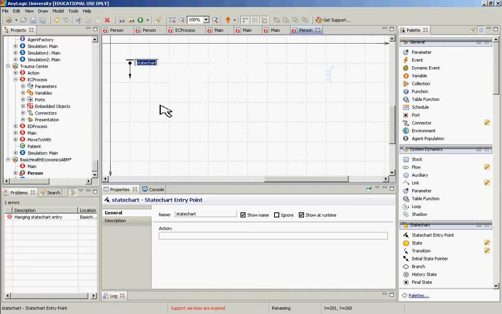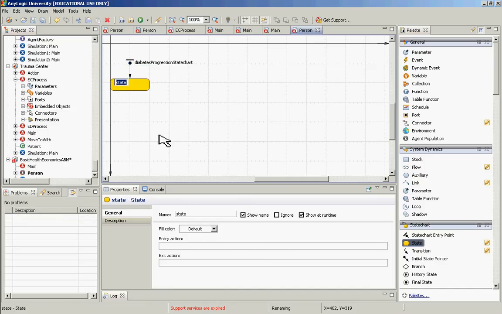So I'm going to create a state chart, which I'll call diabetes progression state chart. And I am going to create a first state, which is called normoglycemic. Because this model is so stylized, I'm not even going to be representing salient risk factors for diabetes.